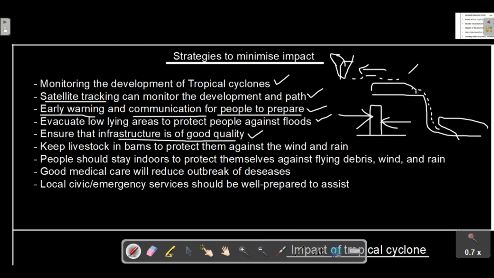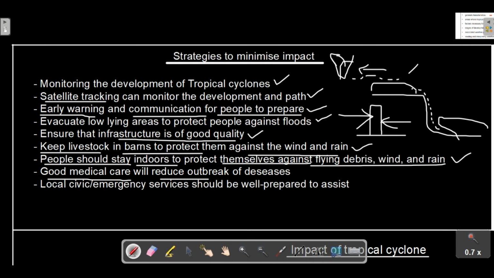Keep livestock in barns to protect them against the wind and rain. So ensure that your livestock is protected from the cold and also the rain, because they can also be flooded. People should stay indoors to protect themselves against flying debris, wind and rain. So this one makes sense, guys. People should be indoors. There's no one that should be wandering around outside.